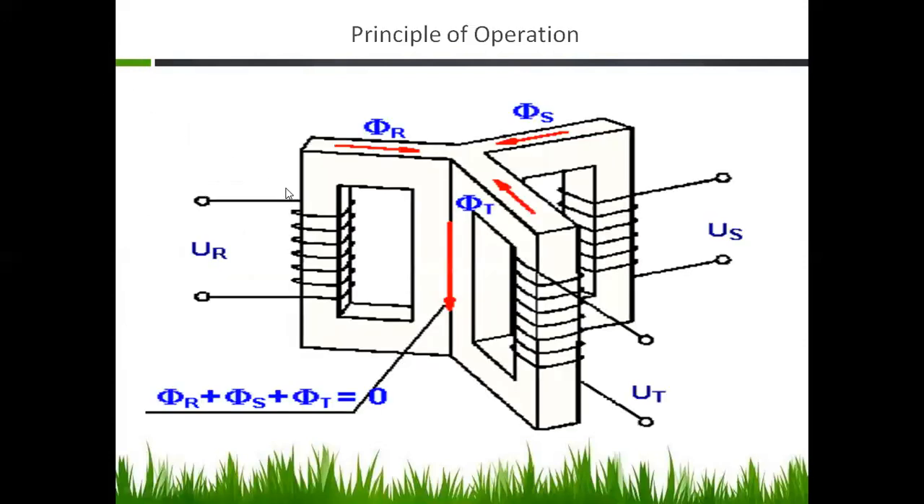So this is the principle of operation of a three-phase transformer. There is a three-phase supply voltage, UR, US, and UT, and the corresponding fluxes, phi R, phi S, and phi T. At that particular limb, the summation of all the fluxes, phi R plus phi S plus phi T, equals 0.